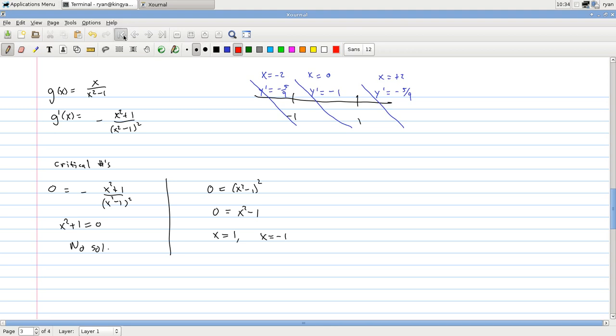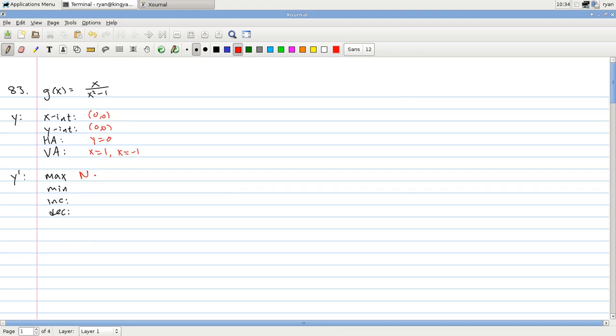So going back to the table of values, we have no maximum, we have no minimum, the function is never increasing, it decreases from -∞ to -1, it decreases again from -1 to +1, and it decreases again from +1 to +∞. So we've got all the information we can get from the first derivative. Now we go on to the second derivative. The second derivative involves points of inflection and intervals where the function is concave up and where it's concave down. So now let's move on to the second derivative.